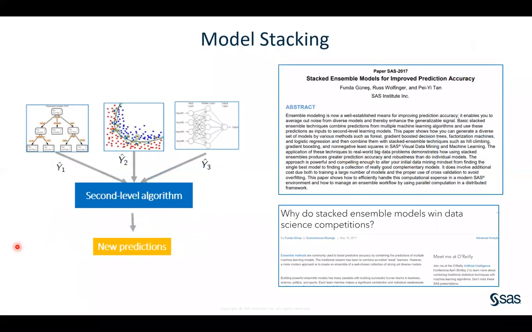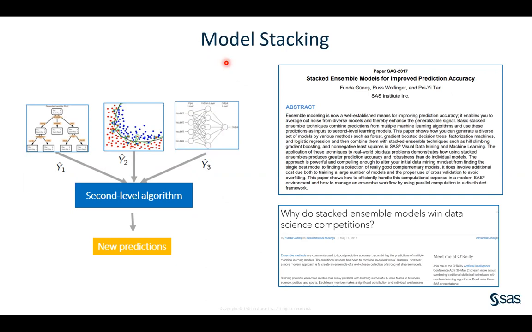So instead of guessing what weight each model will take in building an ensemble model, I can do this more intelligently by training a second level algorithm. I have predictions coming from a decision tree model, predictions coming from a support vector machine model, and so on. I can use these as inputs and use my response to estimate the weights that each of those models will take. This is called model stacking. It's commonly used in data science competitions.